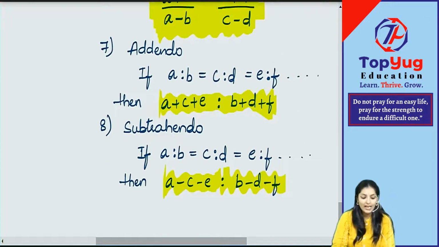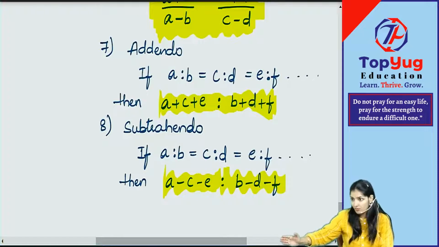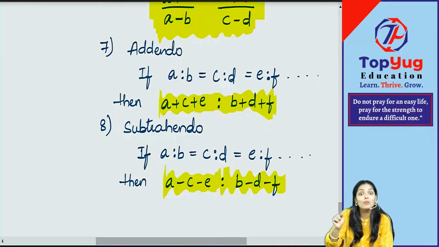Now addendo. In addendo you will have continuous ratios. You will have continuous proportions. So what you will do, you will add the first terms, is to the addition of the last terms. So A is to B is equal to C is to D is equal to E is to F. Means A plus C plus E is to B plus D plus F.